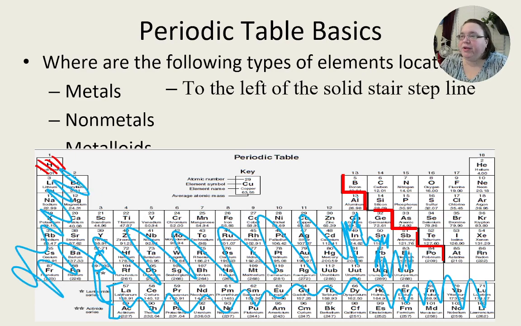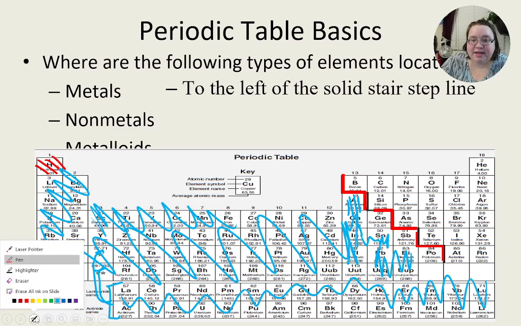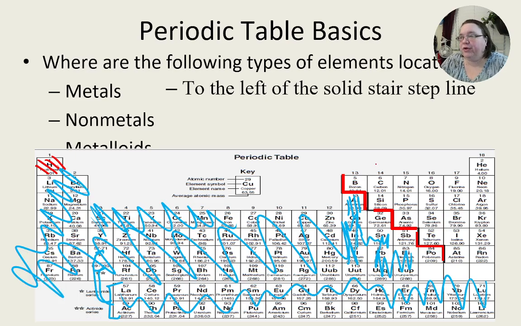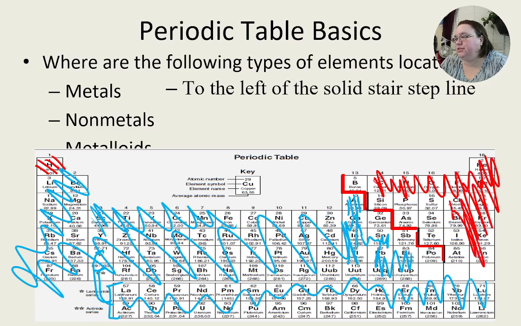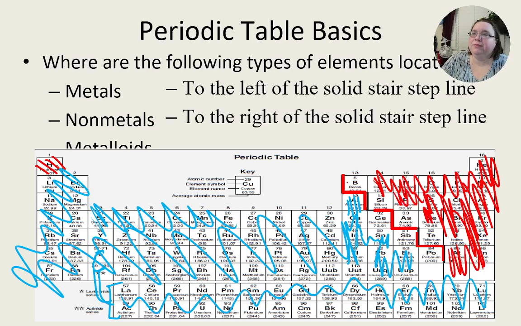Realize that aluminum, even though it touches the stairs in 2 places, is considered a metal. Any of the others that are on the staircase in 2 spots are considered a metalloid or semi-metal. To the right of that staircase is where we're going to find our nonmetals. So the nonmetals are all of the elements to the right of the staircase, including hydrogen. It's the odd one on the table. And my metalloids are the elements who live on the stairs.